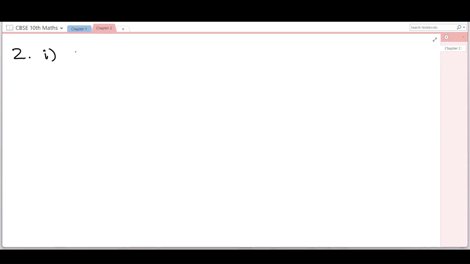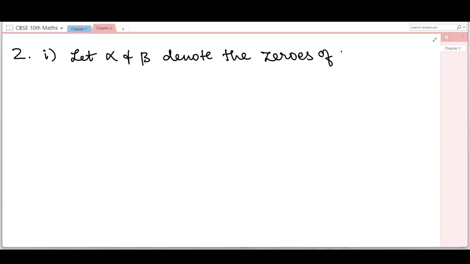So let alpha and beta denote the zeros of the quadratic polynomial, right?